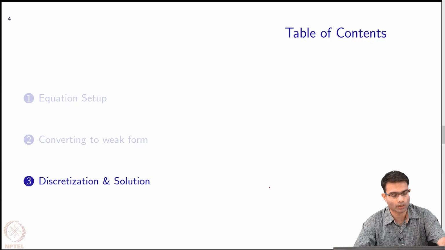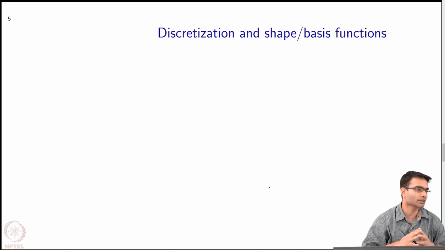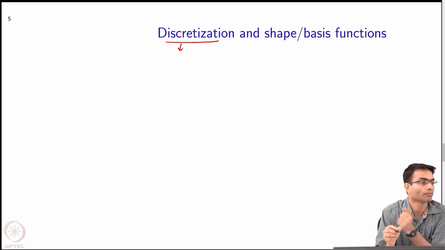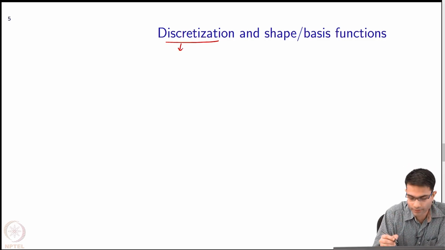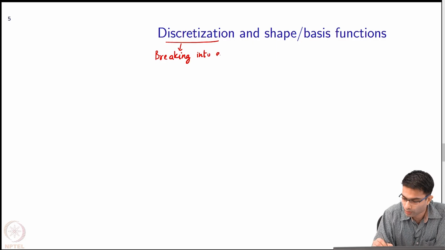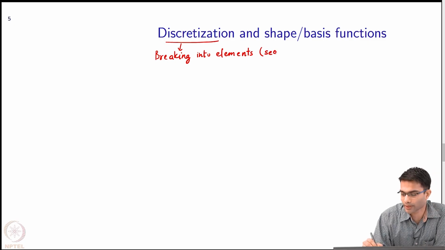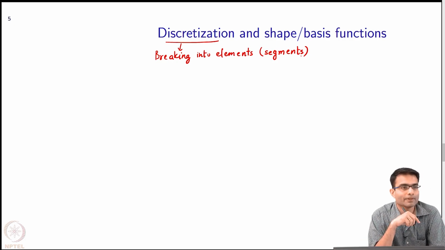So now we'll look at how to discretize this equation now that we have got it and solve it. Okay. So for discretization, the first thing that we've already seen is that discretization involves splitting it into elements, right? So this is breaking up into elements. The old word we had used for it was segments, okay? But we are calling them elements now. Okay. In 1D we can call them segments.